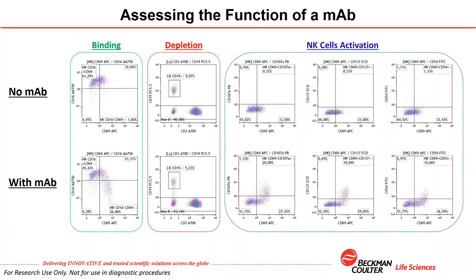Then if you focus on the NK cells, you can first see that the CD16 and CD69 of the NK cells have been significantly changed, with the CD16 decreasing and the CD69 increasing. The CD16 truly shows that these NK cells have been engaged to the Fc portion of the IgG1 therapeutic, and then the CD69 even more demonstrates that the NK cells have been activated. And this activation can also be characterized with CD107A, 137, and 54.